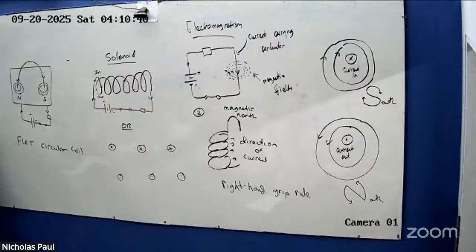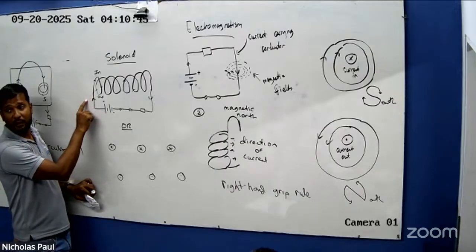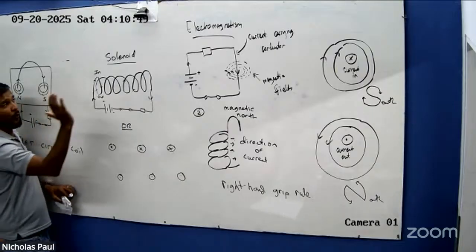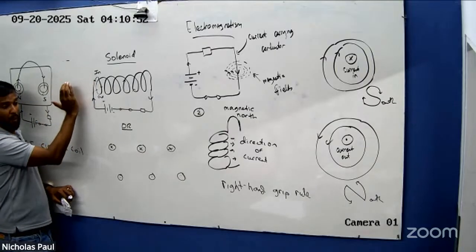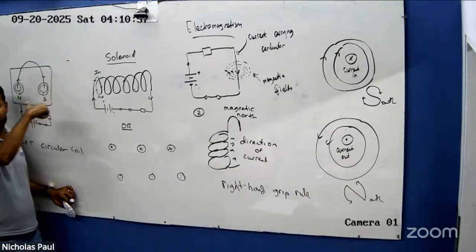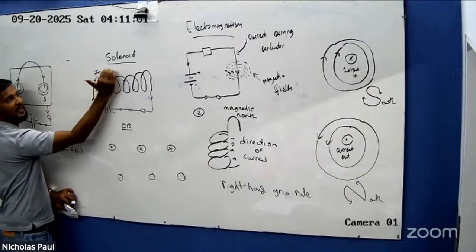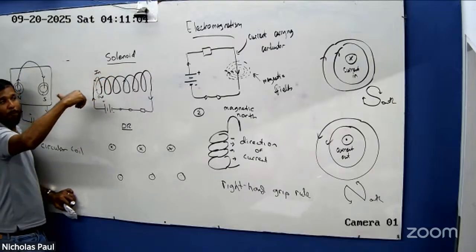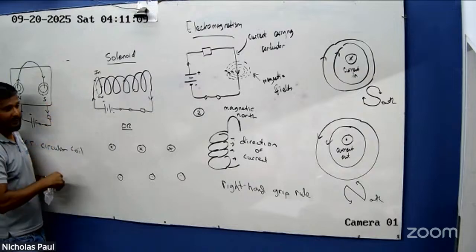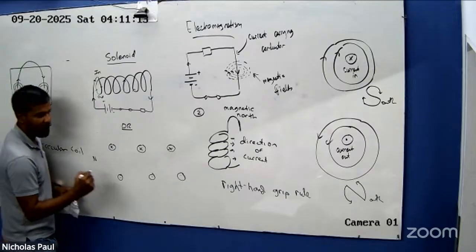Ready? So watch it here. How is the current behaving? It's going in at the top and coming out at the bottom. So watch my fingers. They're going in at the top and coming out at the bottom. You're seeing that? So my thumb points towards what? The magnetic north, right? So if here is north, here is what?